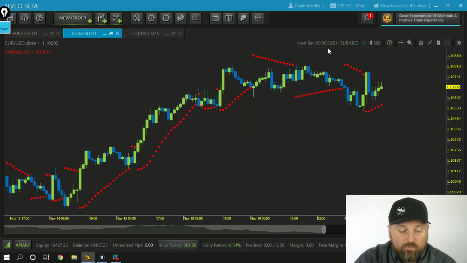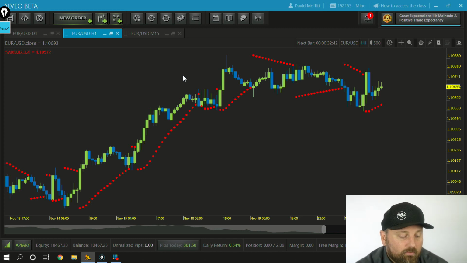Okay? So just out of curiosity, do we have anybody out there that actually uses the SAR indicator or the parabolic stop and reverse indicator?